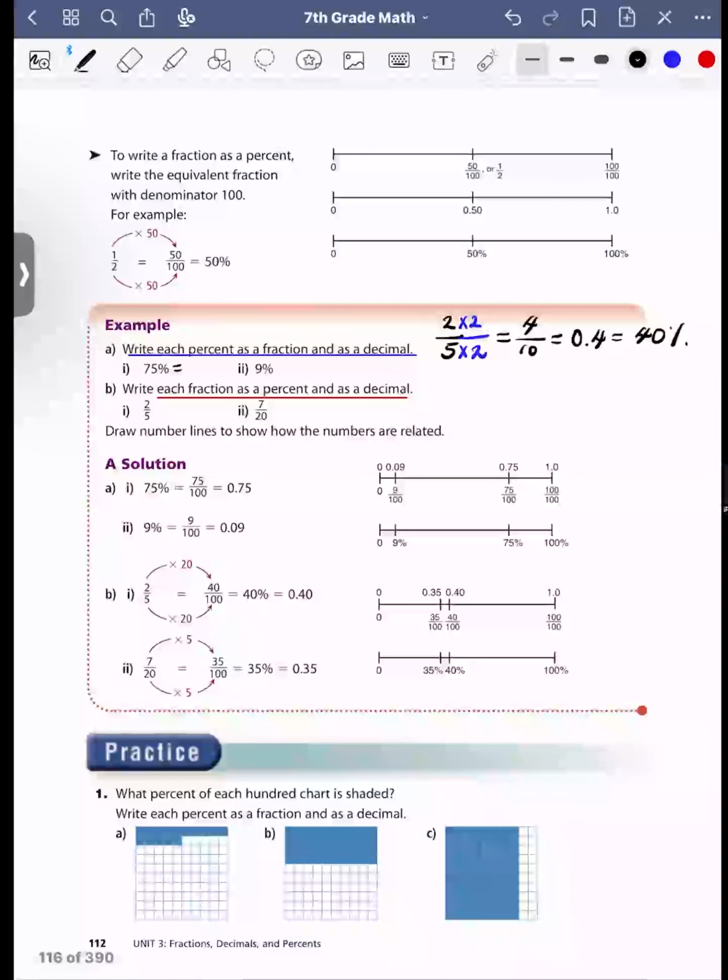Let's try this one. We have 7 over 20, and you're going to simply multiply 5 to both numerator and denominator, which is 35 over 100, which gives us 0.35 and 35%. So you need to practice how to convert both fractions, decimals, and percent.